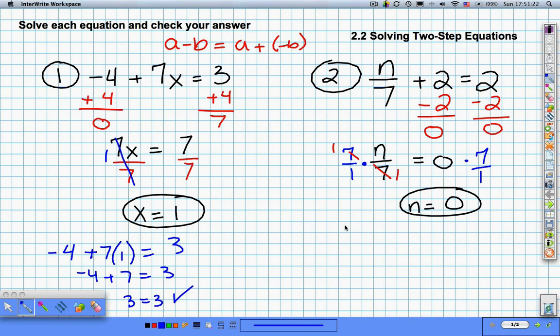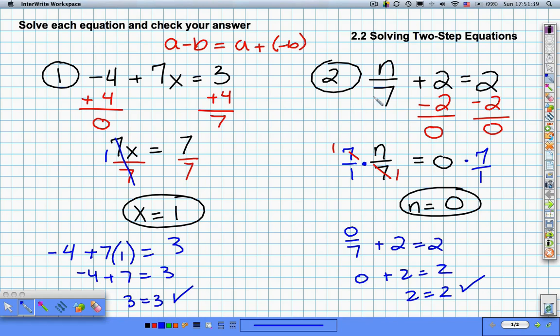So let's go ahead and check our answer. We have to plug it back in. So 0 over 7, because that's where n was, plus 2 equals 2. Well, 0 divided by 7 is 0. So in fact we do get 2 equal to 2, therefore it works.